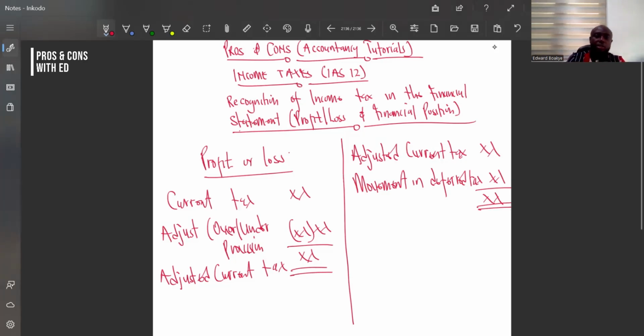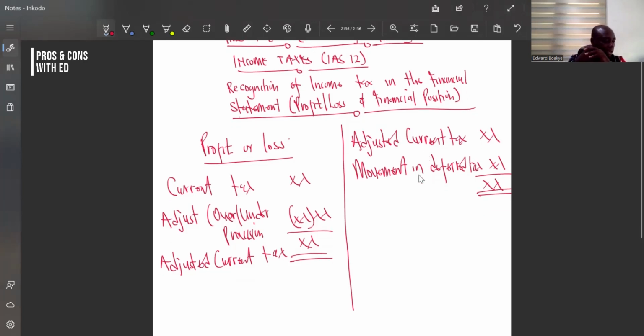But before we go to the movement in deferred tax, somebody will also be asking, what should I recognize in my financial position as a current tax? For your financial position, whatever you have in the note as the current provision becomes what? The liability you are going to recognize in your financial position as current liability. So in that case, what we have at the top here becomes our current liability in the financial position.